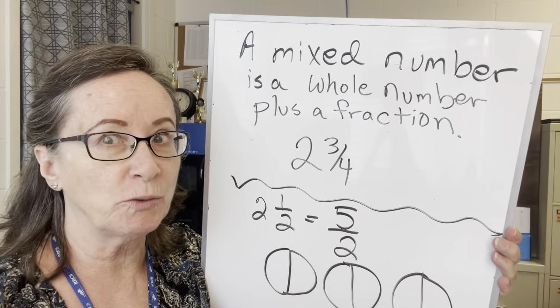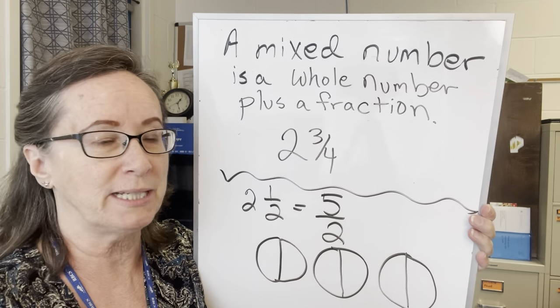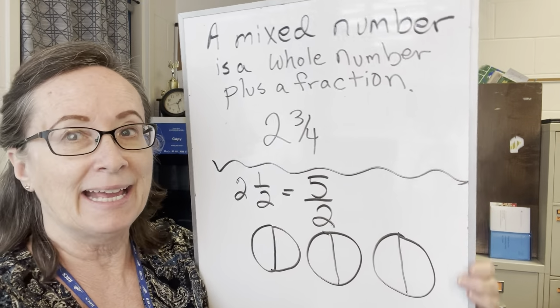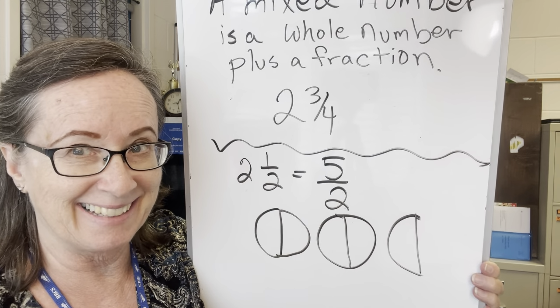Okay, so we learned what an improper fraction was, what a proper fraction is. What is a mixed number? It is a whole number and a fraction put together. And if we have a mixed number, it can be expressed as an improper fraction, and vice versa. If we have an improper fraction, it could be expressed as a mixed number. So 2.5, I've drawn 2 wholes and a half. So let's just take part of this off. Okay, and could we express this also as 1, 2, 3, 4, 5 halves? They mean the same thing, don't they?